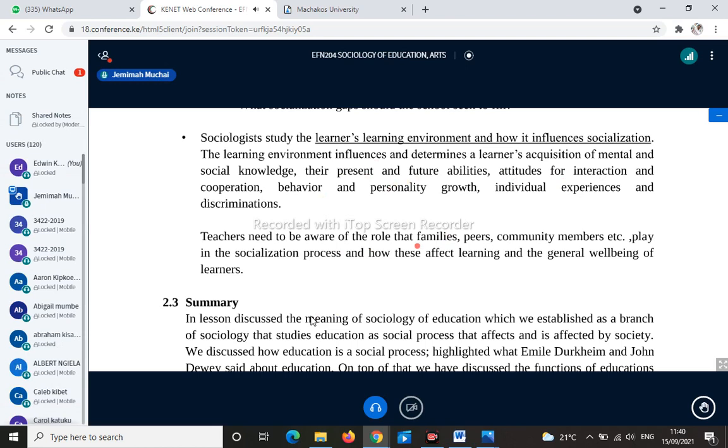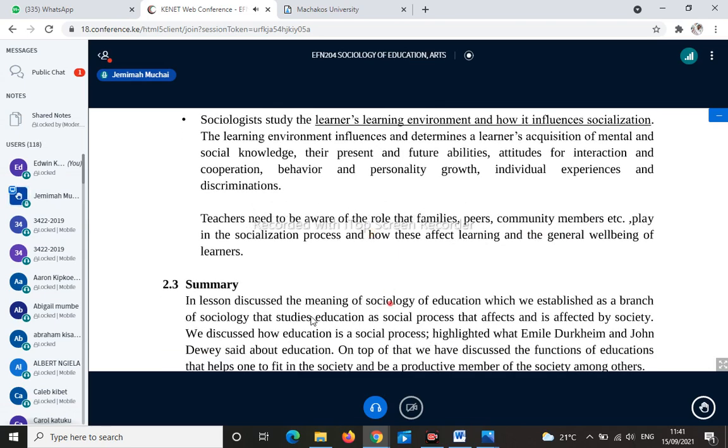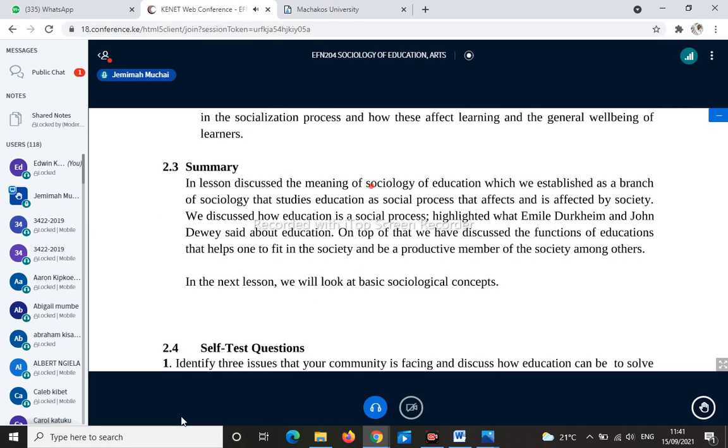Teachers need to be aware of the role that the family, peers, community members, etc. play in the socialization process and how this affects learning and the general well-being of learners. And that brings us to the end of our topic today.